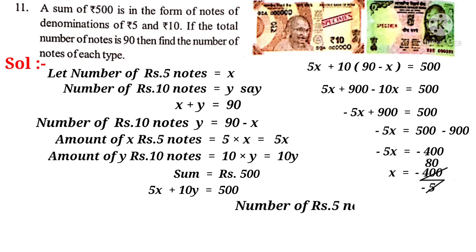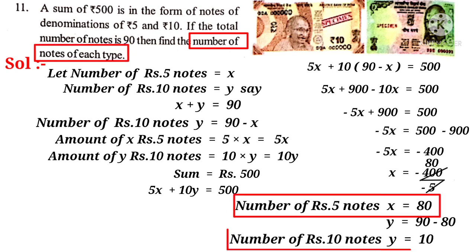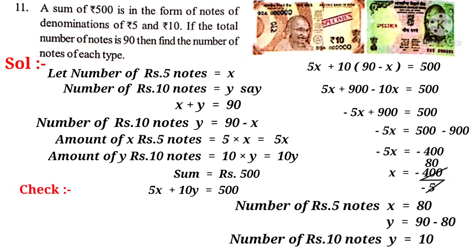So the number of 5 rupees notes, x, is equal to 80. Now put 80 in place of x in 90 minus x. Then we get y is equal to 90 minus 80. So the number of 10 rupees notes, y, is equal to 10, because 90 minus 80 gives 10. So we found the number of 5 rupees notes, x, is equal to 80, and the number of 10 rupees notes, y, is equal to 10. Now let us check whether it is correct or not.